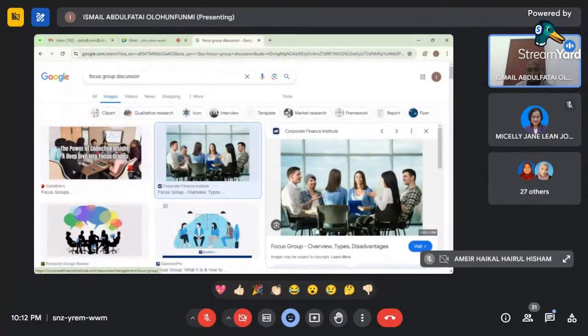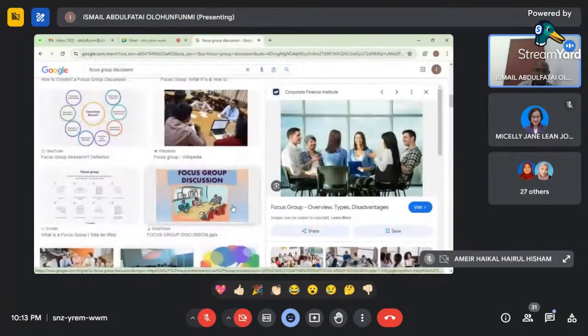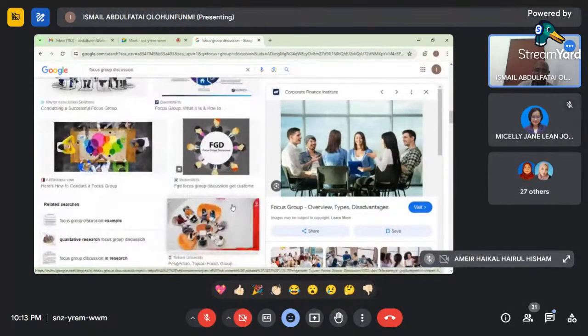You see the example now. This is an example of a focus group discussion. The researcher will be in the middle, asking these people questions. This is how they will sit. They'll be asking them questions, focusing on a particular question. You see that there are many like this. So that is focus group.